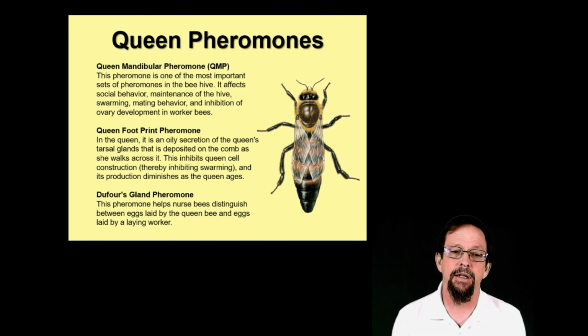And then last but not least is the Dufour gland pheromone. This pheromone helps nurse bees distinguish the eggs laid by the queen and eggs laid by laying workers. So this pheromone is deposited on true eggs laid by the queen, and it helps the worker bees distinguish between that rogue laying worker and the actual queen eggs that she's laid.